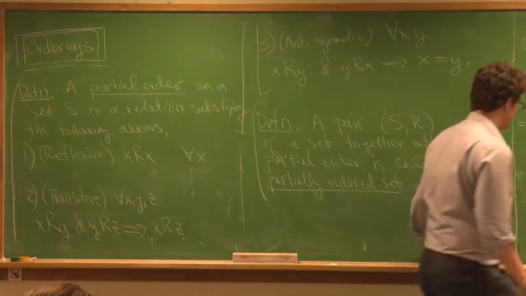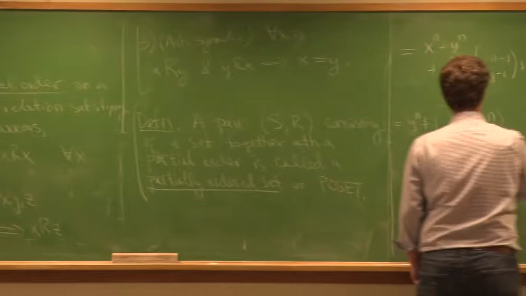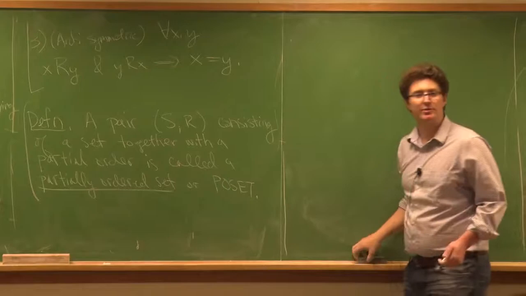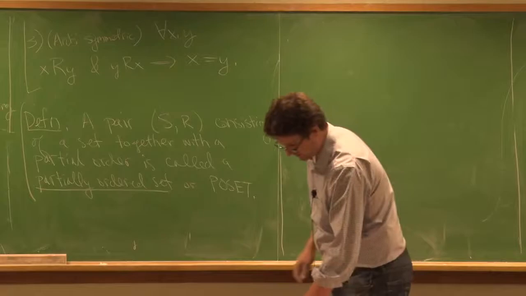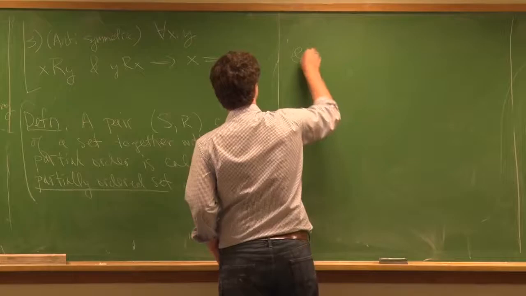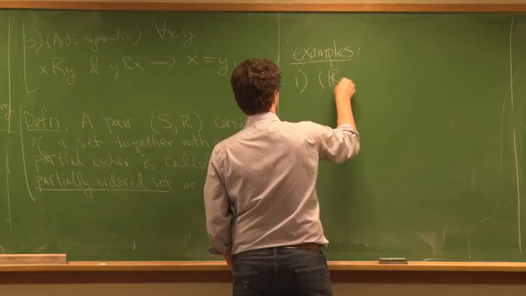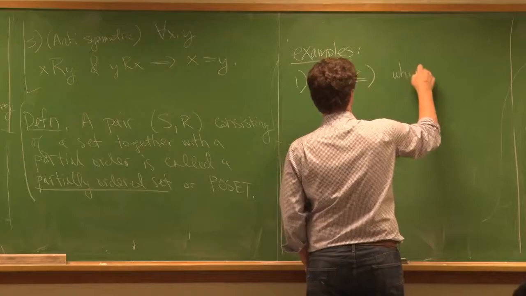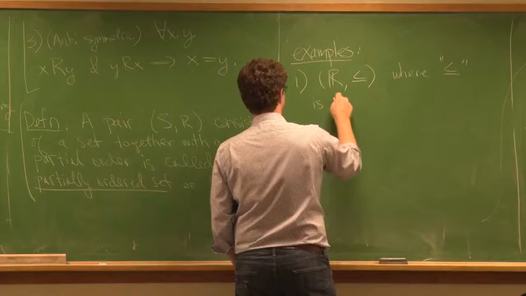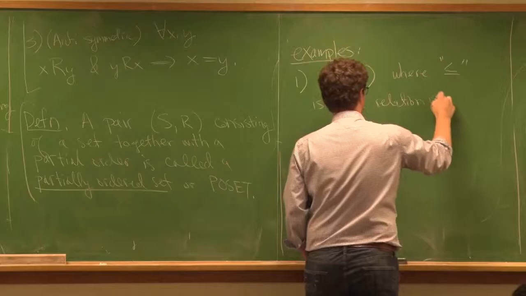Let me give you an example. This is one of these things where I can give you an example of a partial ordering and then ask, is this a partial ordering or not? And then I'll ask what things it violates. Here are the examples. The first example: the real numbers with the usual relation is a partially ordered set.